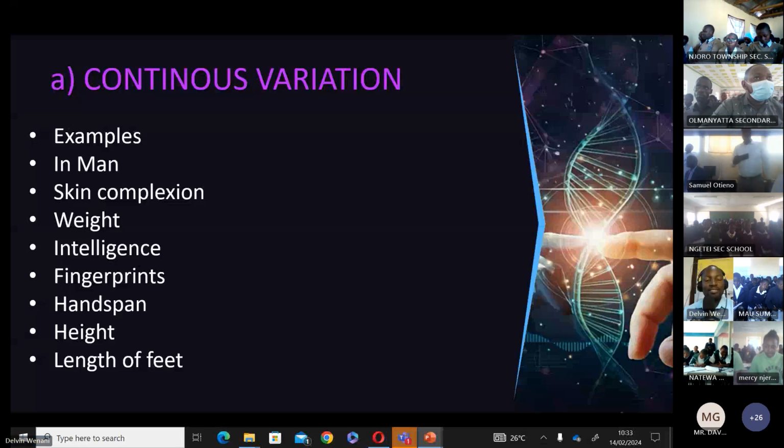What about weight? If you measure the weight of students in a class, you may discover that some have 40 kg, others 41, 42.